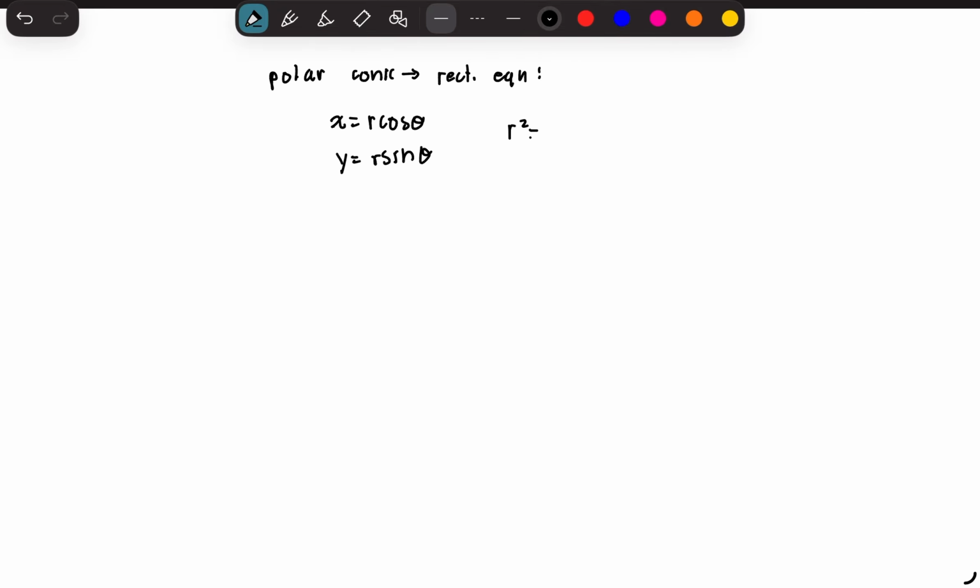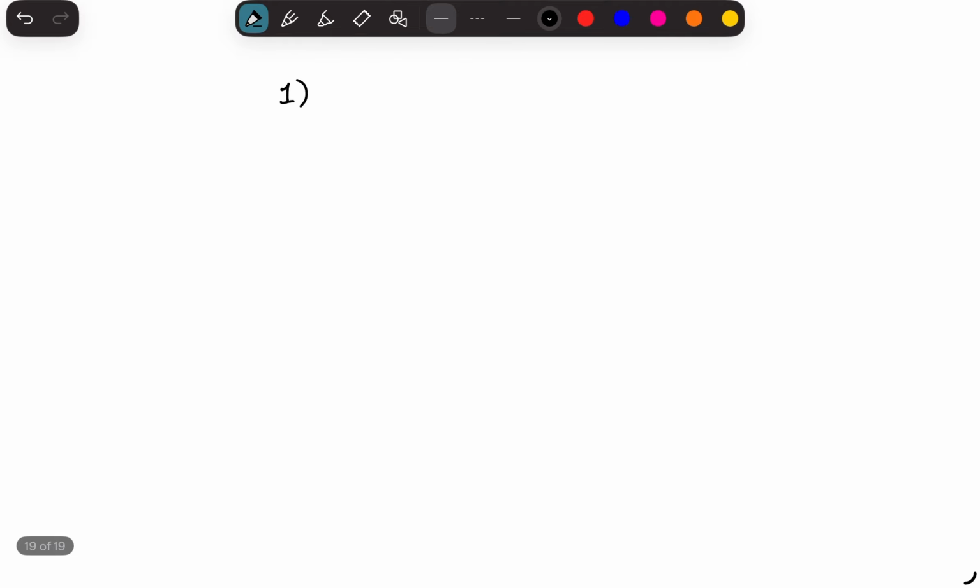Now, we can start off with our first question where we have r is equal to 2 over 4 minus 2 cosine of theta. We can clear the denominator by having r times (4 minus 2 cosine of theta) is equal to 2.